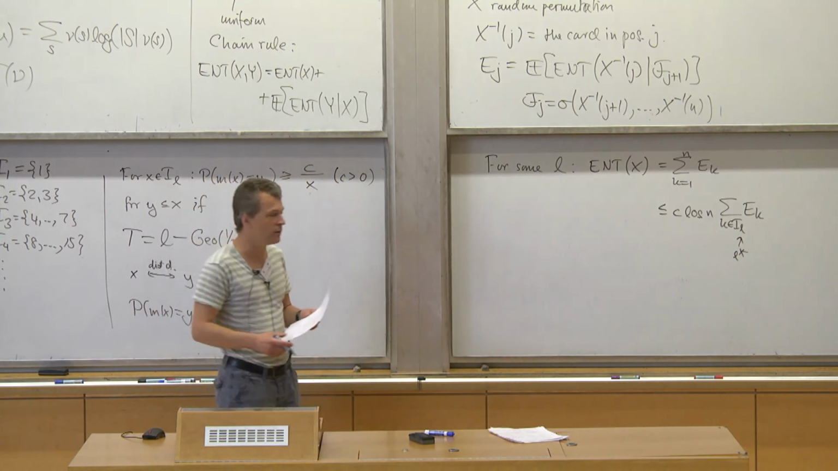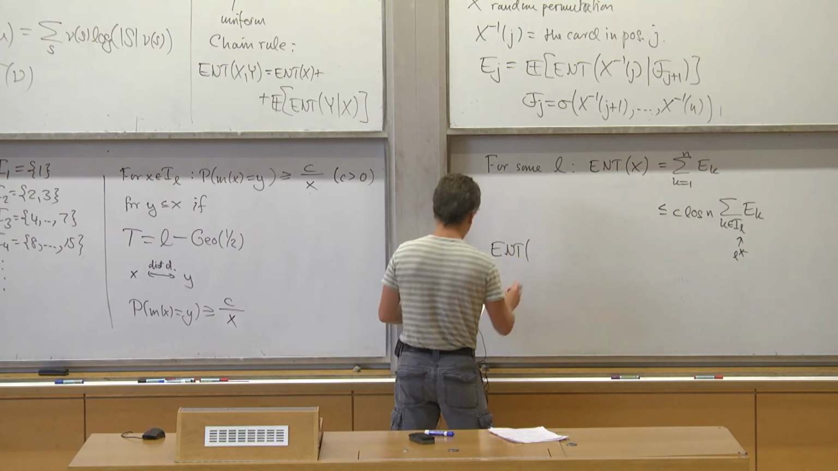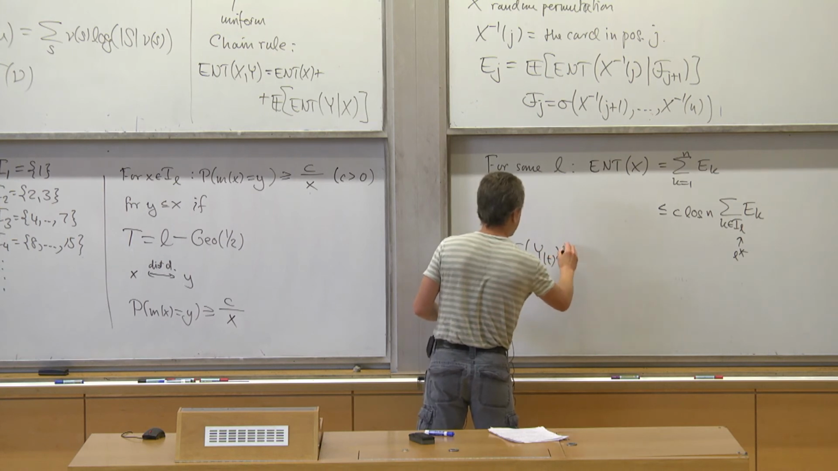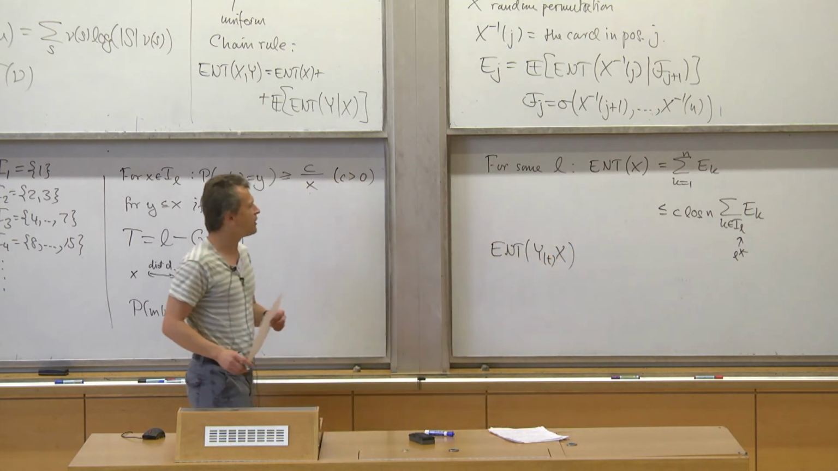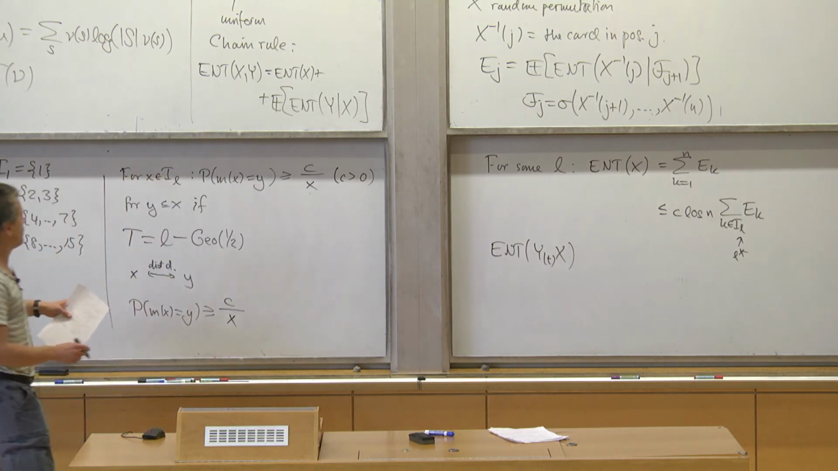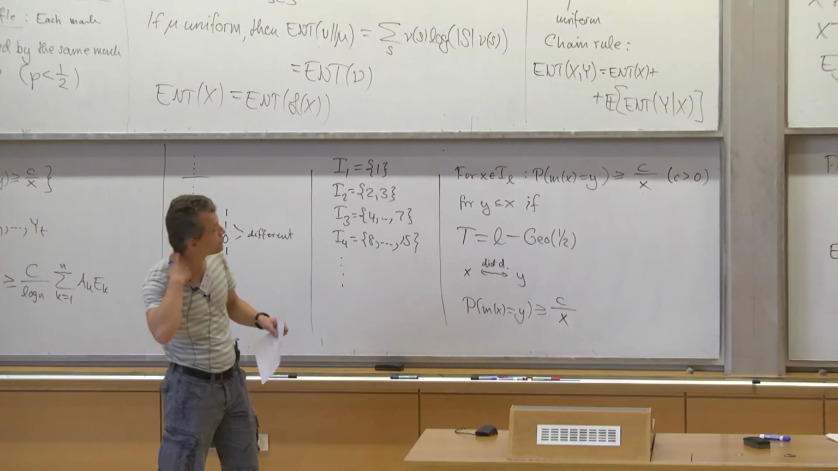Okay, and now we can actually compute or bound what happens if we apply y_t to x here. And now, of course, these y's are rounds of dealer shuffling.